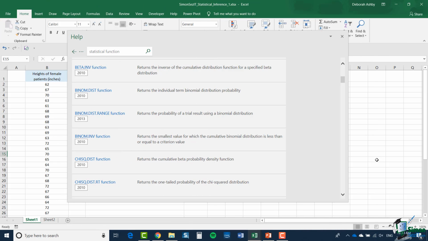Now, if statistical inference is new to you, then you will probably be mainly dealing with normal distribution cases, but in fact, Excel 2019 now can deal with a number of different types of distribution, and there are dist and inv functions for a number of different distributions. For example, you can see here binom.dist and binom.inv for binomial distributions, and there are various other distributions that you might want to look into.